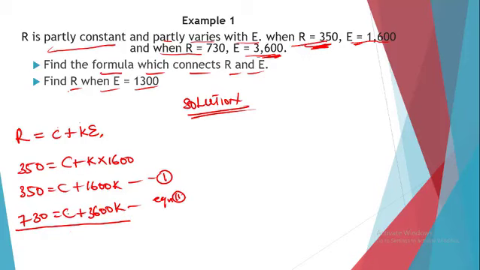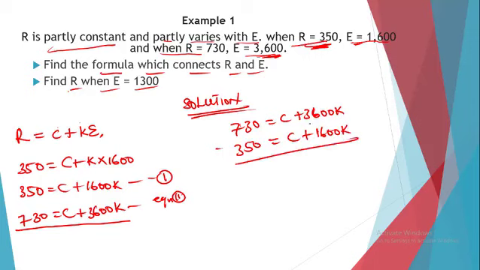All we need to do is to subtract equation 1 from equation 2. So we have 730 equal to C plus 3600K, minus 350 equal to C plus 1600K. Then we subtract 3600K minus 1600K, which gives us 2000K, and C minus C gives us 0. Then 730 minus 350, what do we have? We have 380.